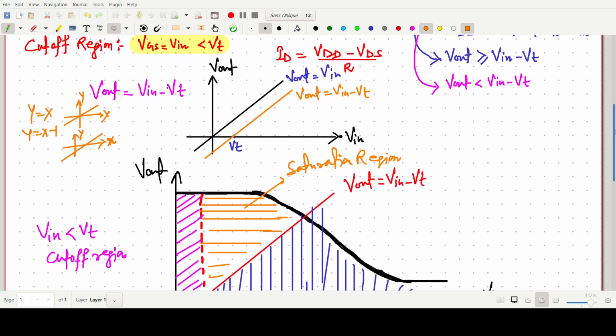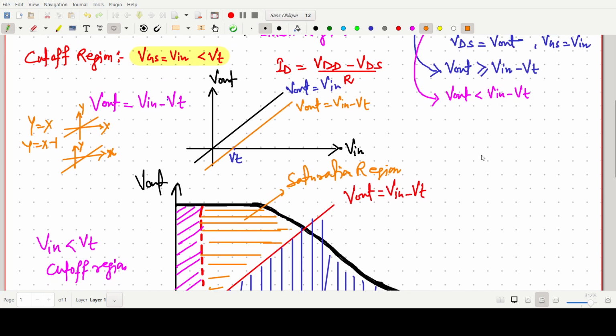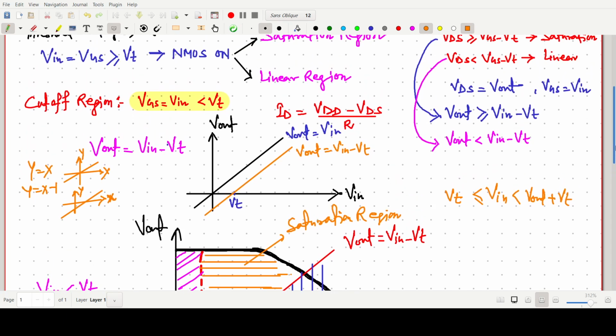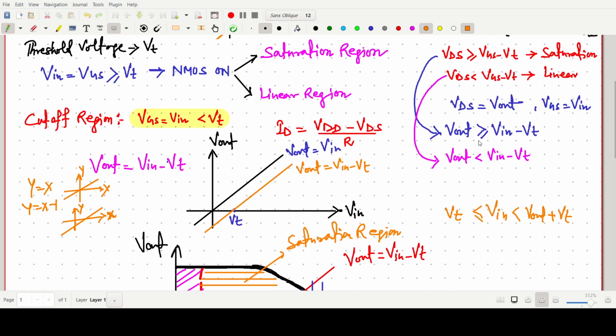And if we have to say it in terms of V in, between VT to V out plus Vt, it is the saturation region. If you write V in, it lies between Vt and V output plus Vt, and in that range it is in saturation.